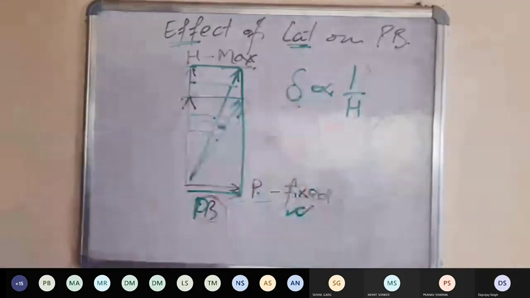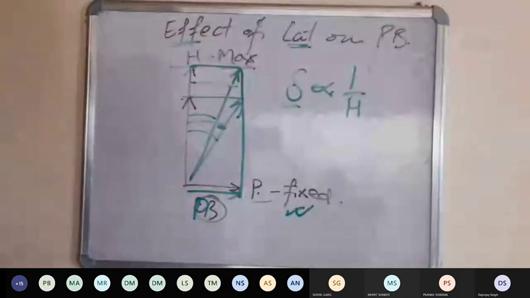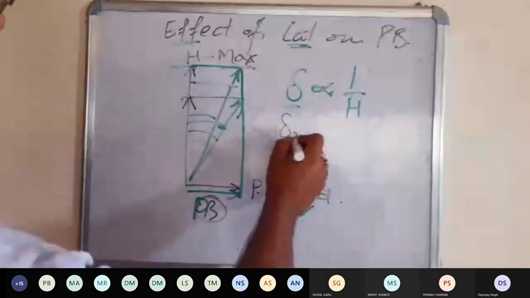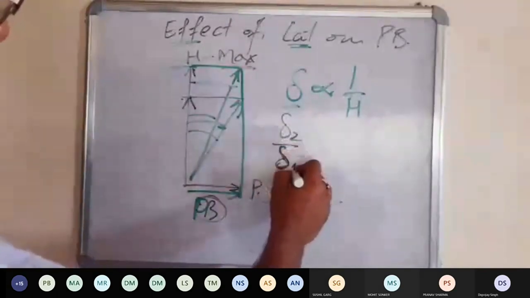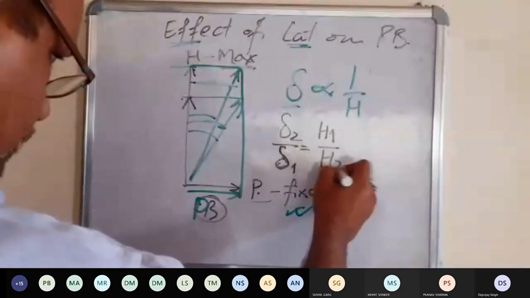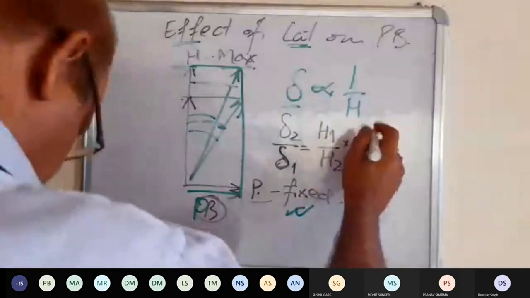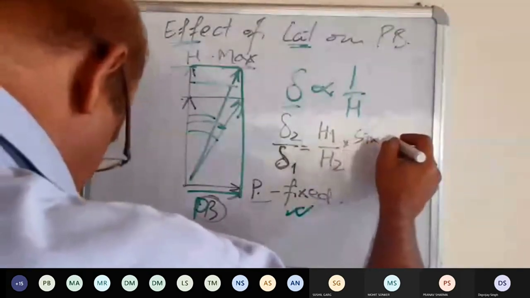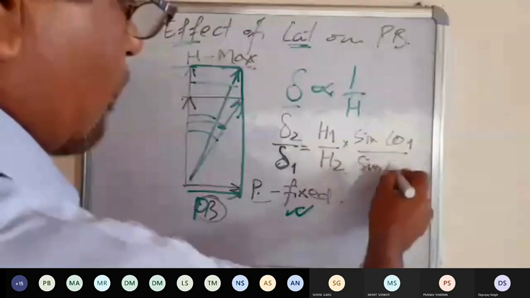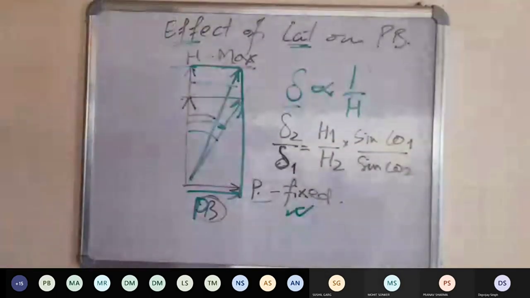And we know already that it is a function of the sine of the course. So this can be turned into an understanding that deviation 2, yahan pe deviation 1, 2 ho gaya tha. So deviation 2 by deviation 1 is equal to H1 by H2 into sine course 1 by sine course 2. This course is of course compass course. Yes, we can write here comp.